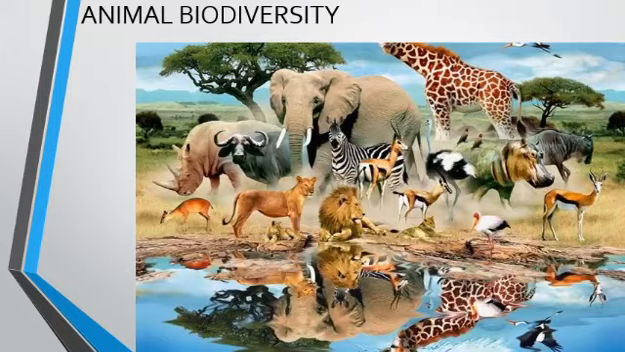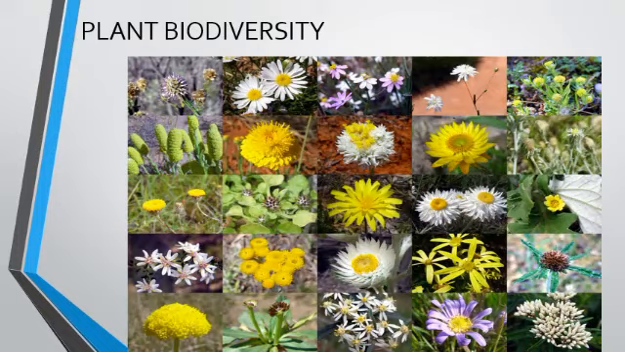Animal biodiversity is the study and grouping of different types of animals and the effects of human activities on their existence, like hunting. Plant biodiversity is the study and grouping of different plants into different groups and the effects of human activities on their existence, like deforestation.